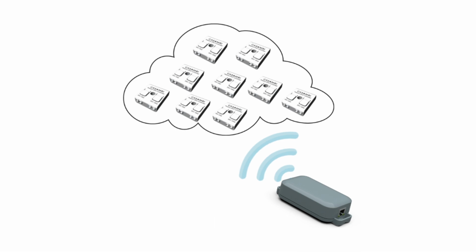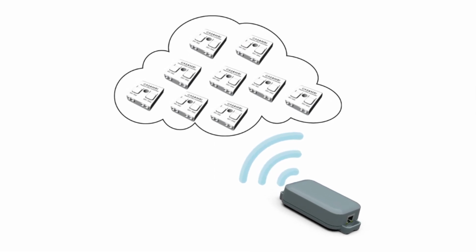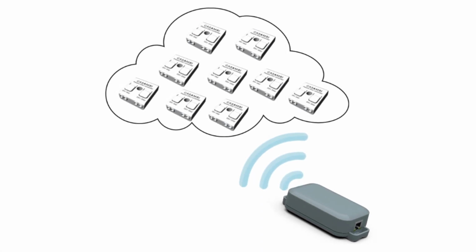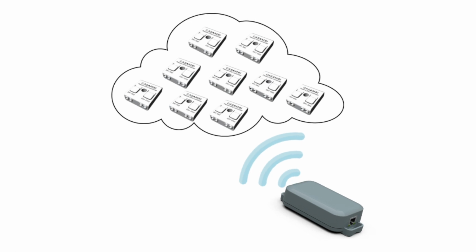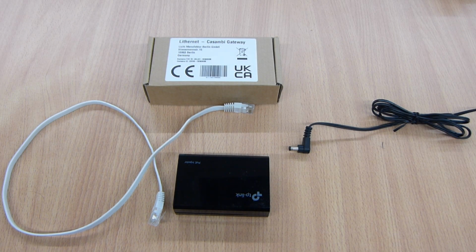Welcome to this second chapter of the course on integrating Casambi networks with the Adquio ecosystem. In this second chapter, we are going to see how to integrate a Lithernet gateway in a Casambi network. To do this, we are going to need these elements that we are looking at right now.